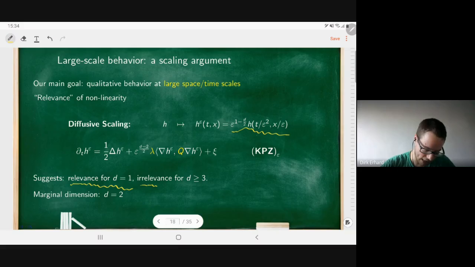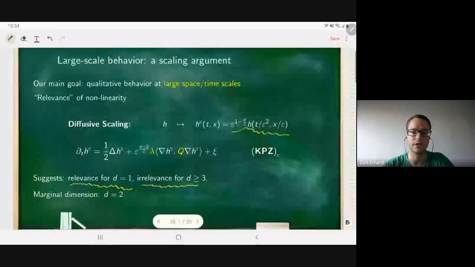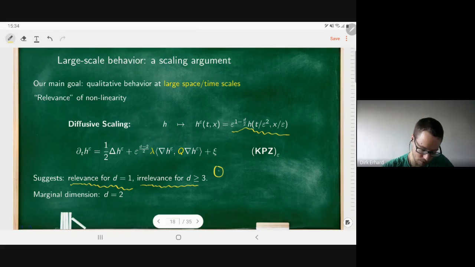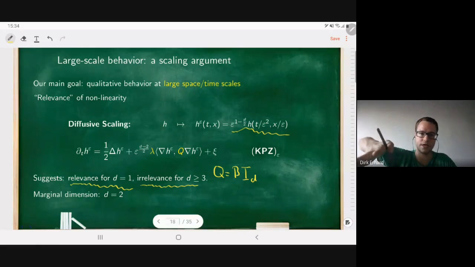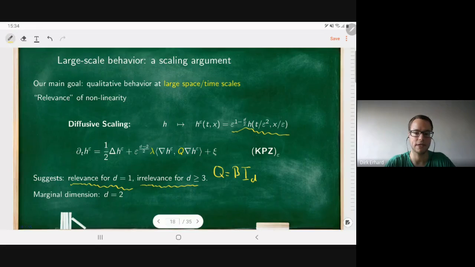It has been partially confirmed that this picture is true in 3 or higher dimensions. However, only in the case where Q is some beta times the identity matrix, so the matrix that has ones on the diagonal, for beta small. Now there's some kind of mathematical issue we need to overcome to prove it for different matrices. And then there's the marginal dimension, which has been open for a long time.